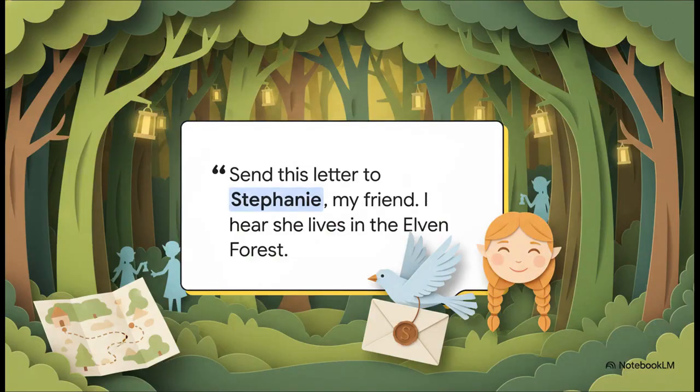So, what does a better solution look like? Probably something like this. Just look at how clean and simple that is. Please send this letter to Stephanie, a friend of mine. I hear she lives in the Elven Forest. There's absolutely no ambiguity here. The player gets a name, Stephanie. They get a little context, she's a friend, and they know the location. The objective is perfectly clear with zero chance of being misunderstood. It's just simple, direct, and way more effective.